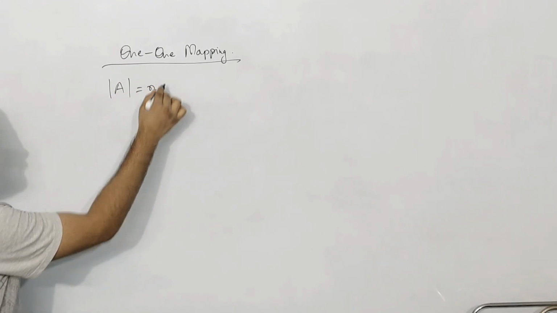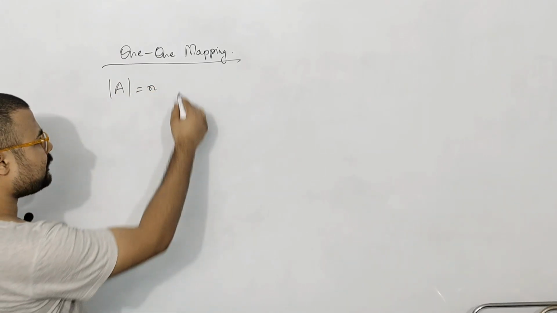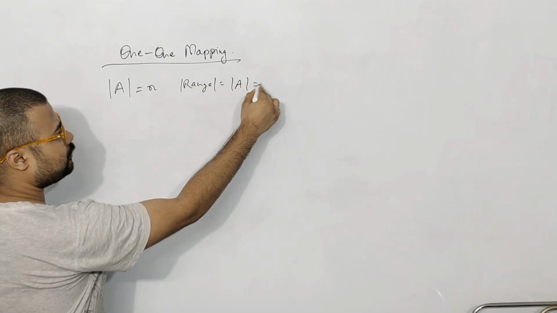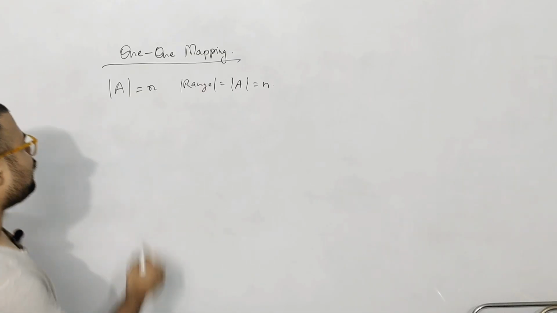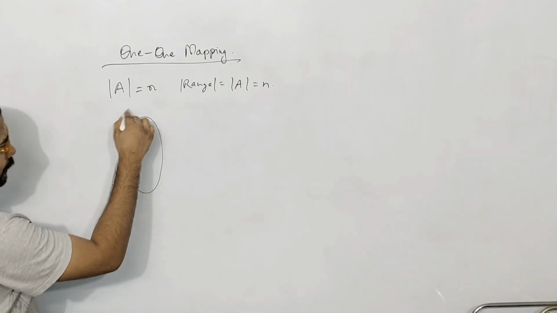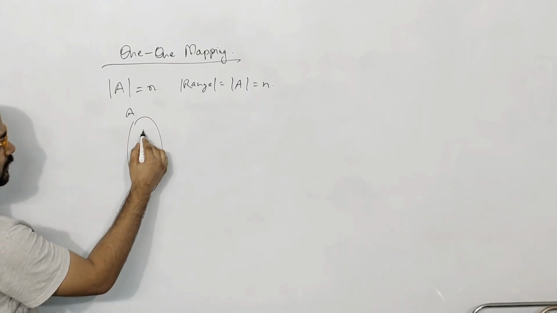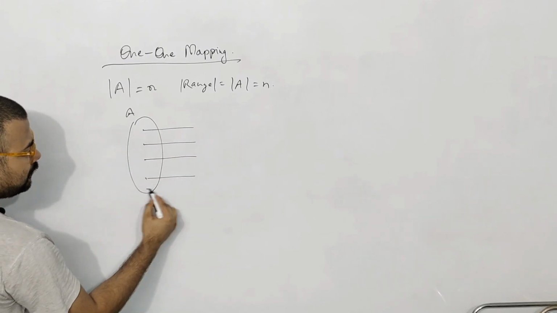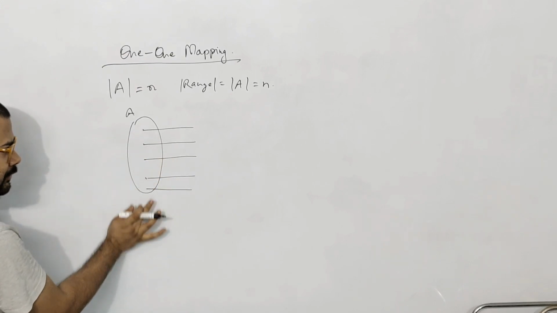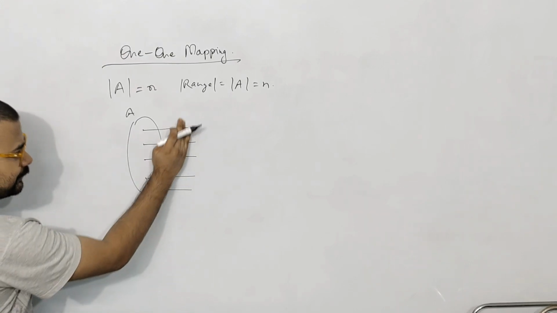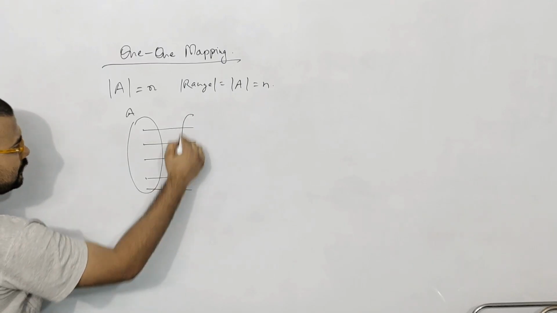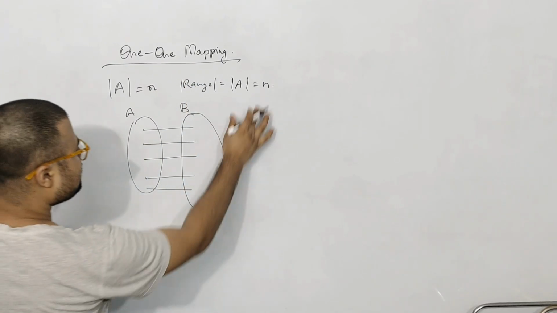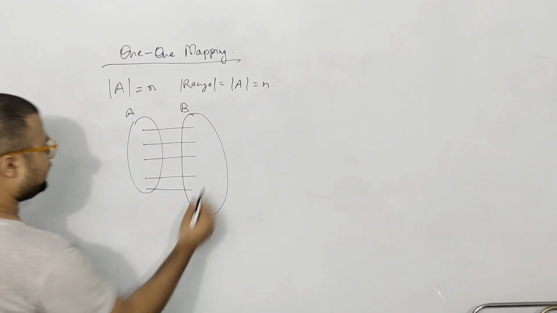if the number of elements in A is n, then the number of elements in the range is also equal to n, because each element is mapped to a different element. Each element is uniquely mapped, and these lines go to different elements in your codomain. So in case of a 1-1 function, the number of elements in the range is equal to the number of elements in A only.